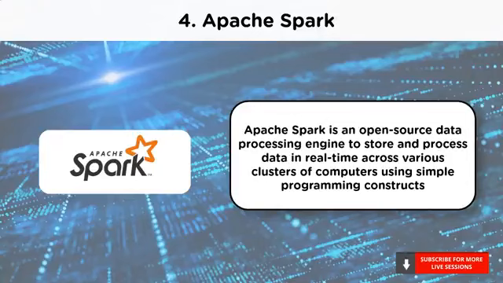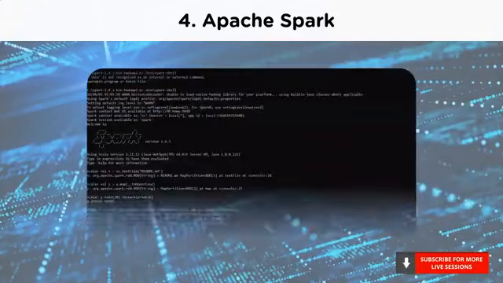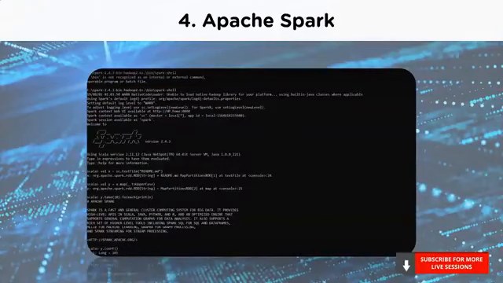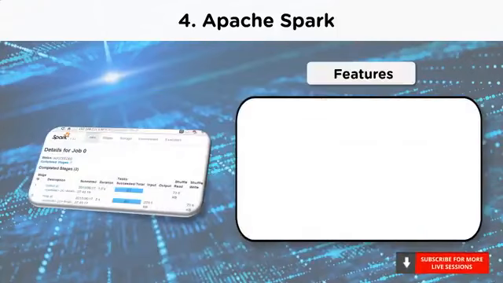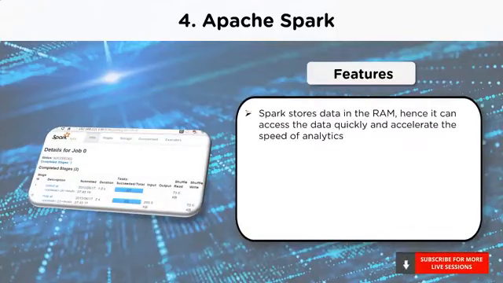using simple programming constructs. Apache Spark is designed to accelerate analytics on Hadoop while providing a complete suite of complementary tools that include a fully featured machine learning library, a graph processing engine, and stream processing. So this is how the interface of Apache Spark looks like. Now let's look at the important features of Apache Spark.